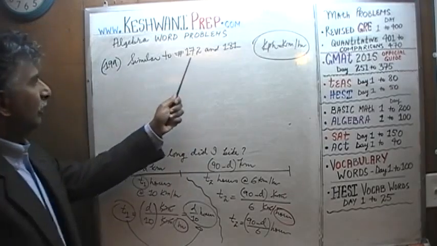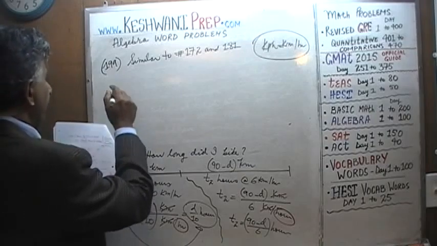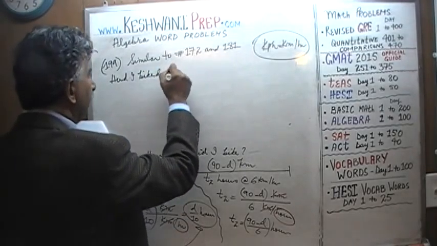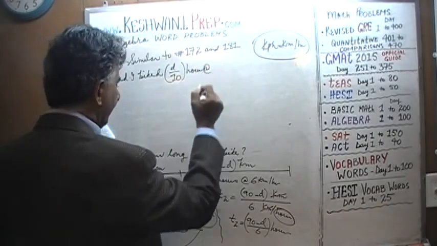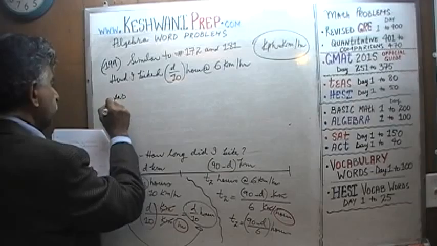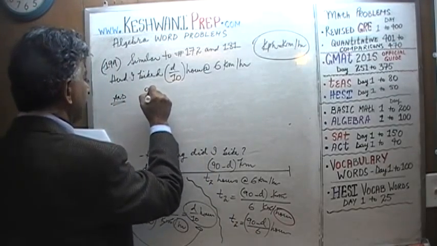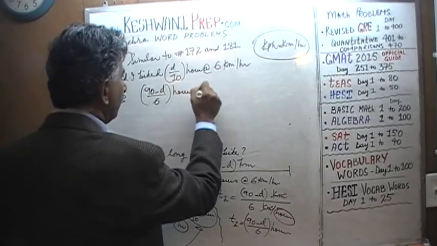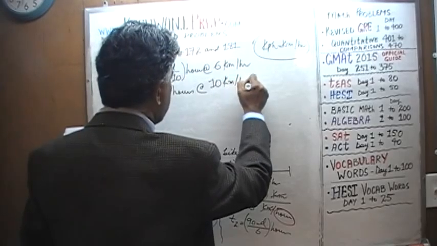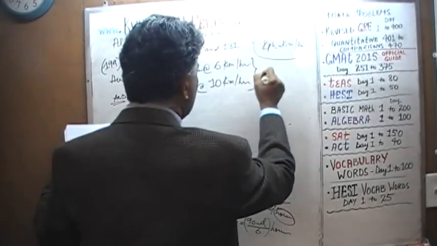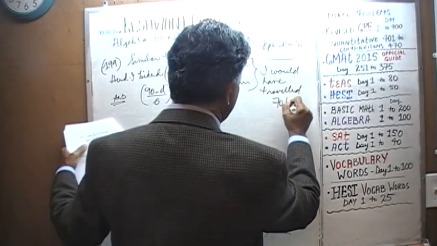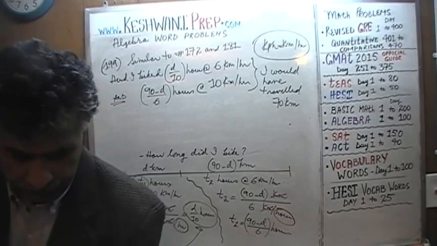One more time. If you're interested, you can watch 172 and 181. So, they go on to tell us that had I bought d over 10 hours at not 10 kilometers per hour, but 6 kilometers per hour, and 90 minus d over 6 hours at not 6 kilometers per hour, but 10 kilometers per hour, I would have traveled 70 kilometers. We are told that. And that's going to be our equation.